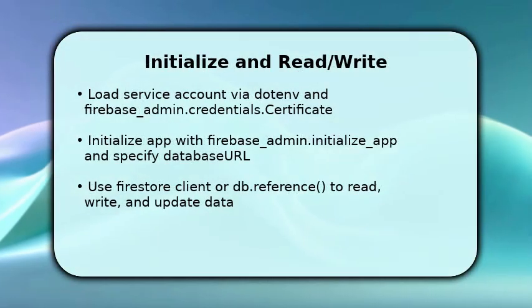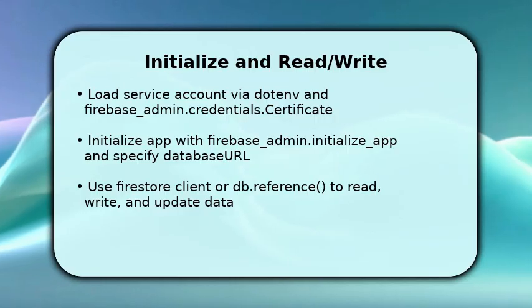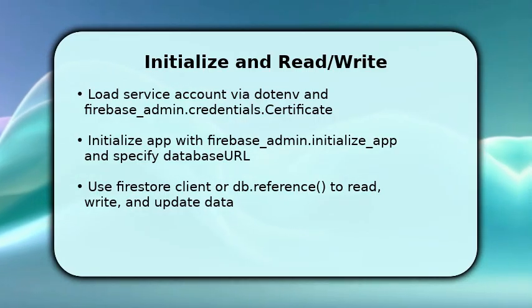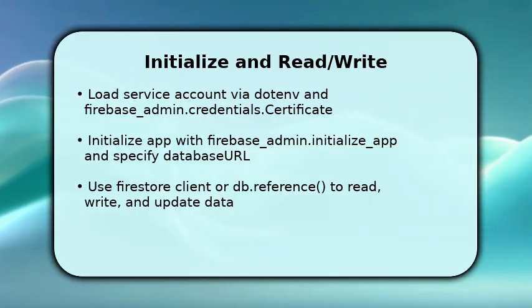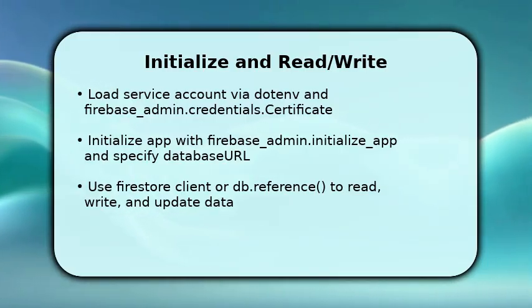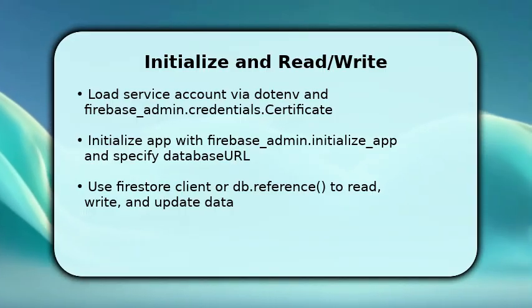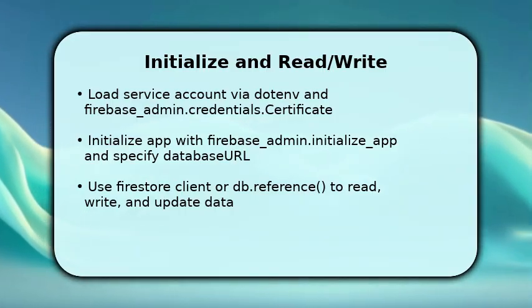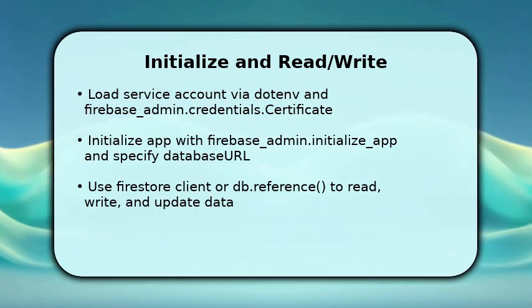Now you wire up Firebase in code so your app can read and write. First, load the service account path from env and create credentials with certificate, then initialize the app, including the correct database URL or project ID. Once initialized, create a Firestore client or a real-time database reference depending on your choice. Use client.collection(name).add, or ref.child(path).set to write, and use get to read. Make sure to handle exceptions and log responses for visibility.